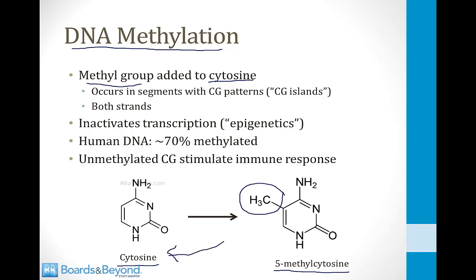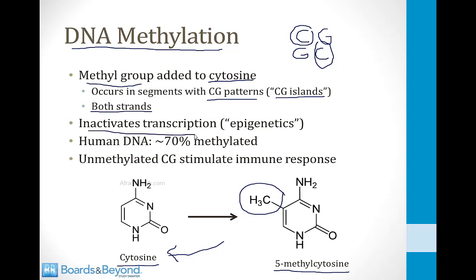And this occurs in segments of DNA where there are repeating CG patterns. These are called CG islands. And what will happen is the cytosines will be methylated on both strands. So for example, if you have a C with a complementary G here, and then you next have a G with a complementary C here, the cytosine on both strands will become methylated in these CG islands. And when this occurs, transcription of the DNA will become inactivated.